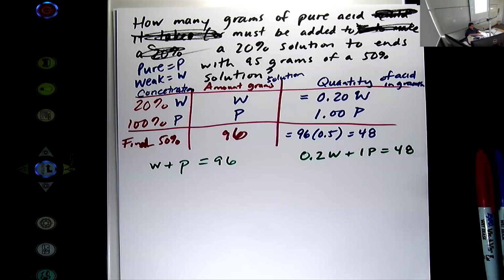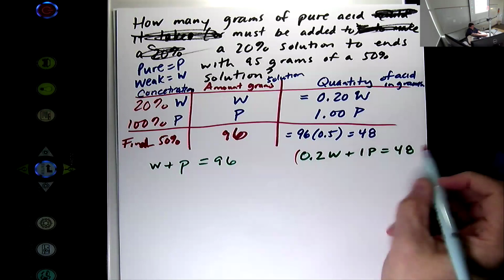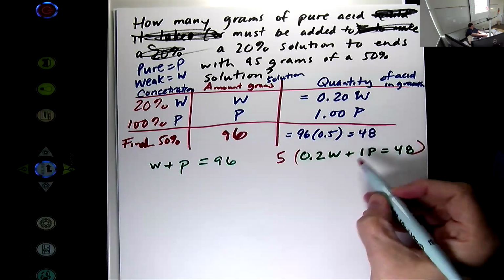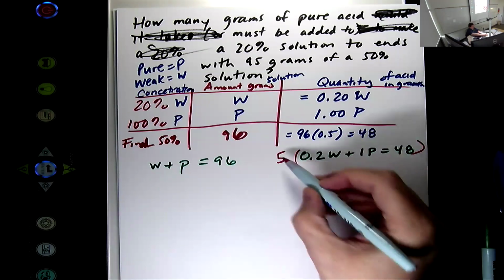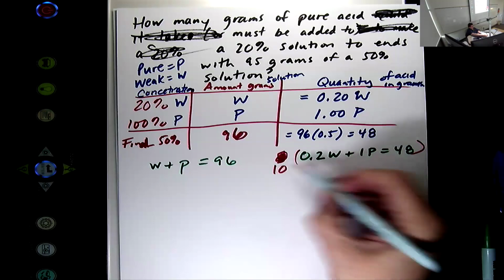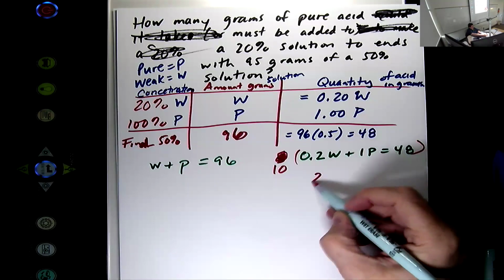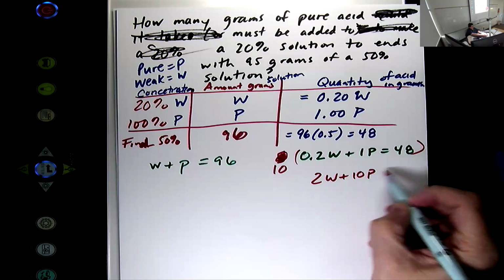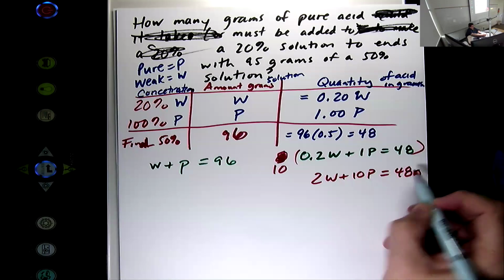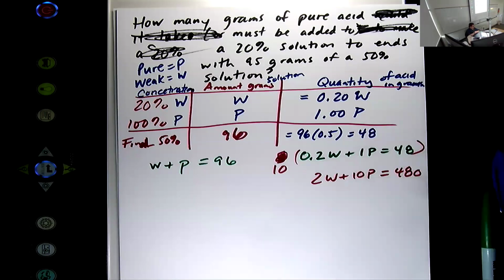If I were to do this, I would probably multiply by 5 here just to get rid of the decimal. Or I could multiply by 10, let's do by 10. Most people will recognize by 10. This turns it into 2W plus 10P equals 480. And now I can work with the two together.